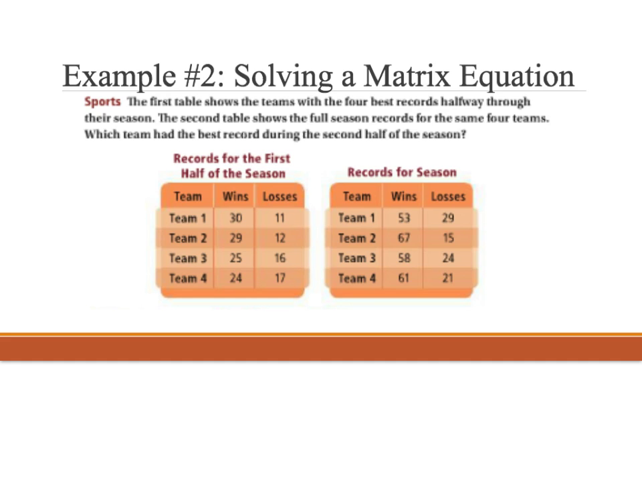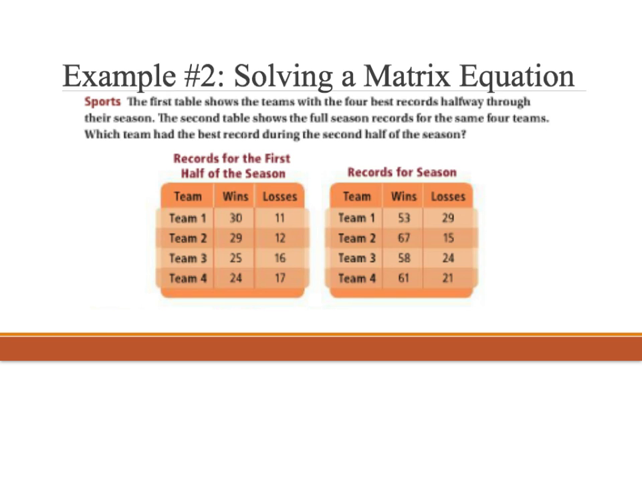All right, in example 2, it says the first table shows the teams with the 4 best records halfway through their season. The second table shows the full season records for the same 4 teams. Which team had the best record during the second half of the season? So this is actually good information worth knowing. So if we know anything about, actually don't really even need to know anything about sports. You just need to know the fact that it said first half.